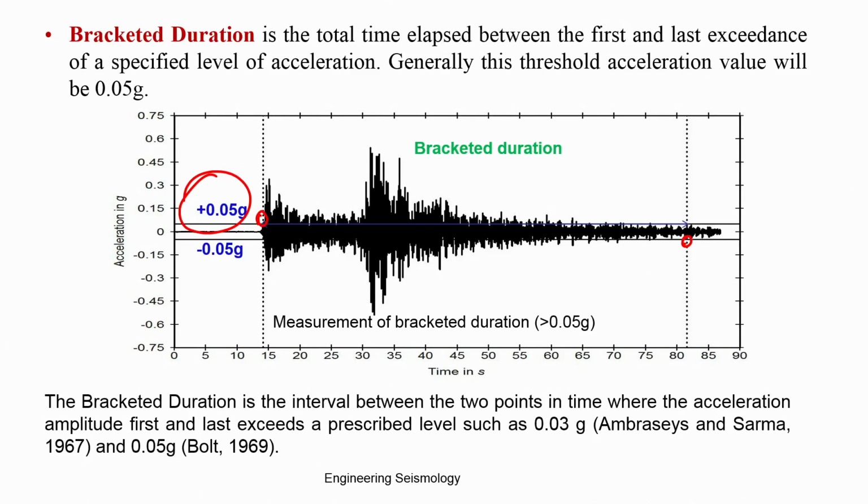The bracketed duration is the interval between the two points in time where the acceleration amplitude first and last exceeds a prescribed level. This was suggested by Bolt in 1969. Later, Ambraseys and Sharma said that instead of 0.05 one should go for 0.03. So the same bracketed duration can be defined for 0.05 as well as 0.03, and depending on that, your duration changes. This is called the bracketed duration.